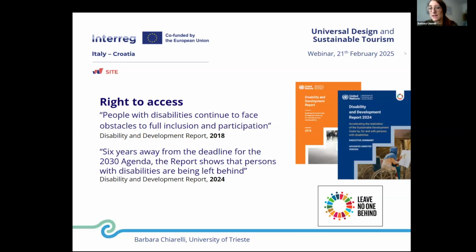Accelerations are particularly needed in making physical and virtual environments accessible, in adopting anti-discrimination legislation, in expanding social protections, and in implementing measures to guarantee the safety and protection of all persons with disabilities, also during disasters and emergencies. But what can be done to improve this situation?